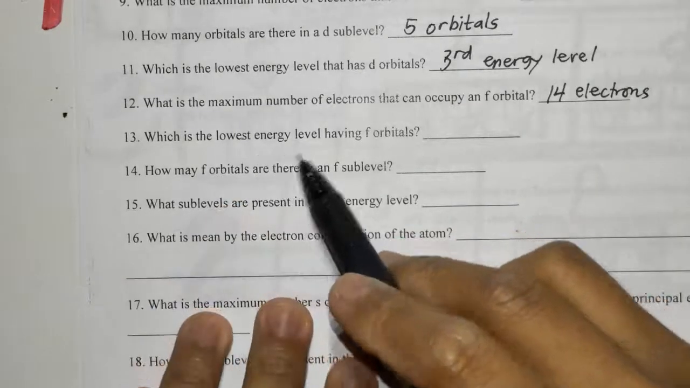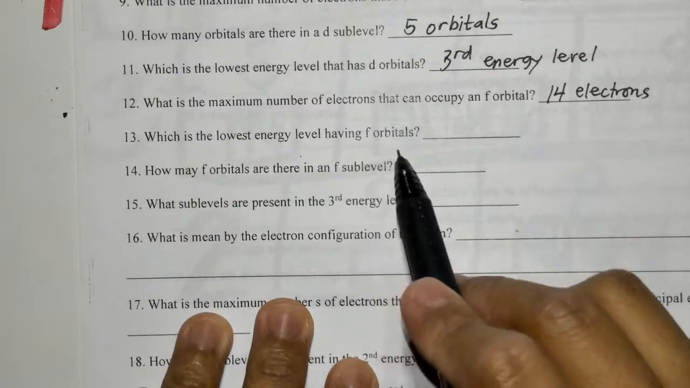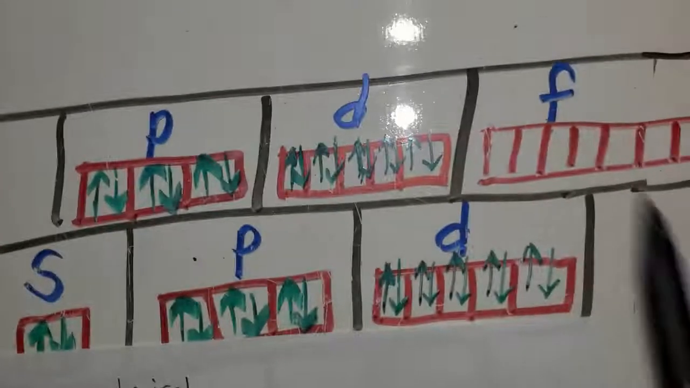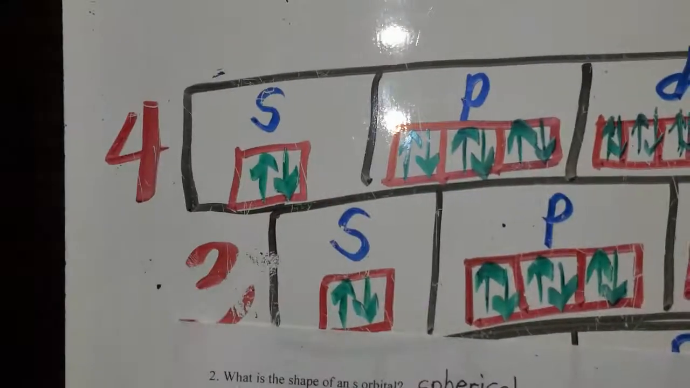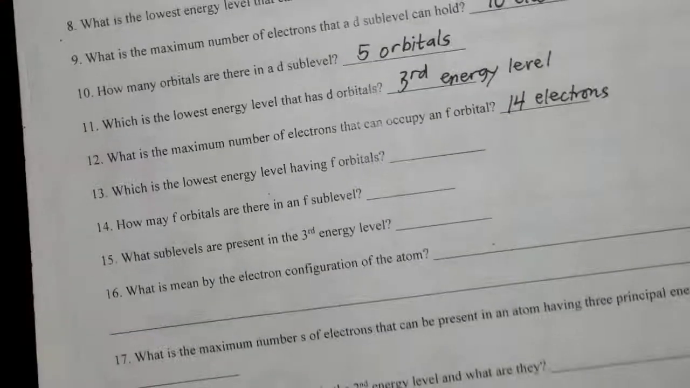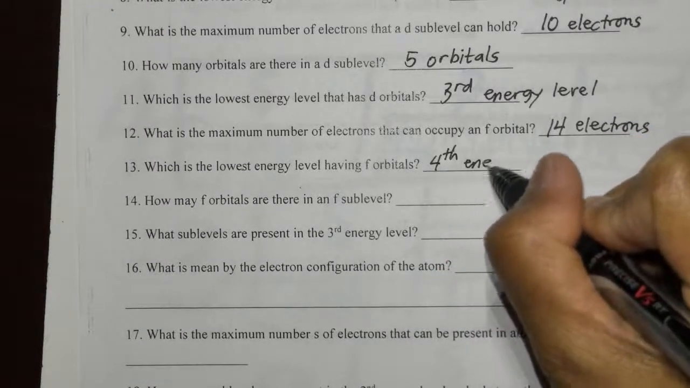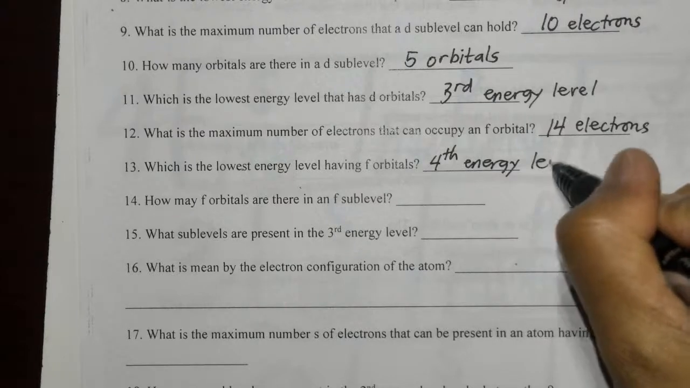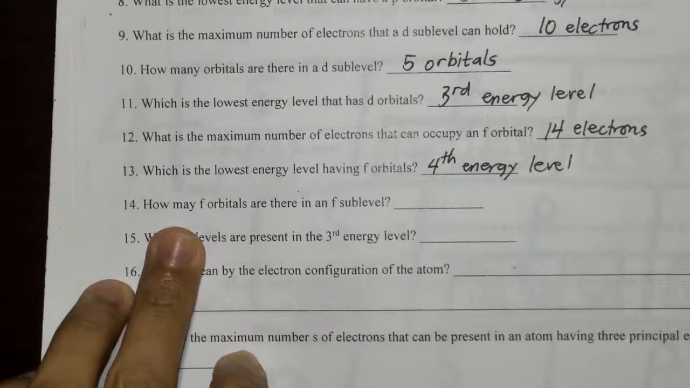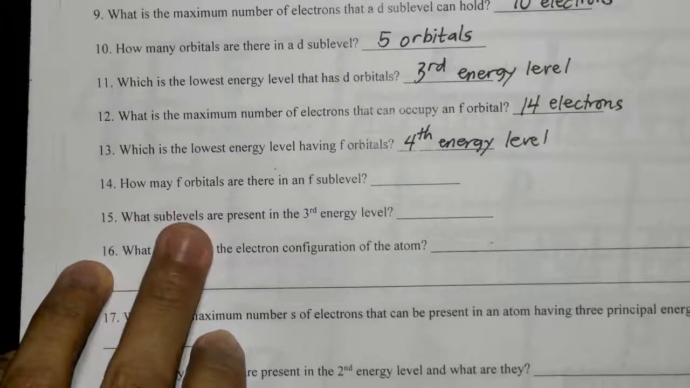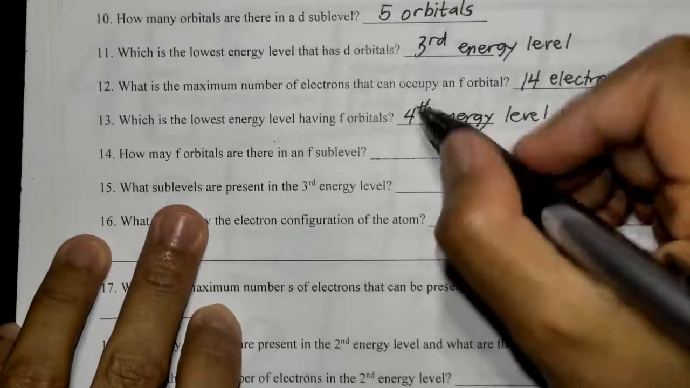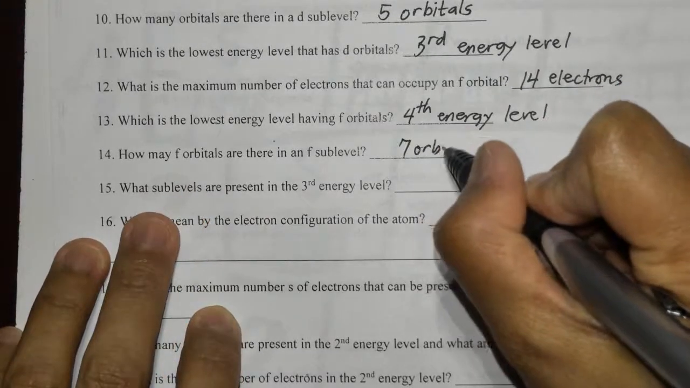Which is the lowest energy level having f orbitals? Where do you find the f? The first f is in 4th energy level. So that will be 4th energy level. Number 14. How many f orbitals are there in an f sublevel? There are 7 orbitals.